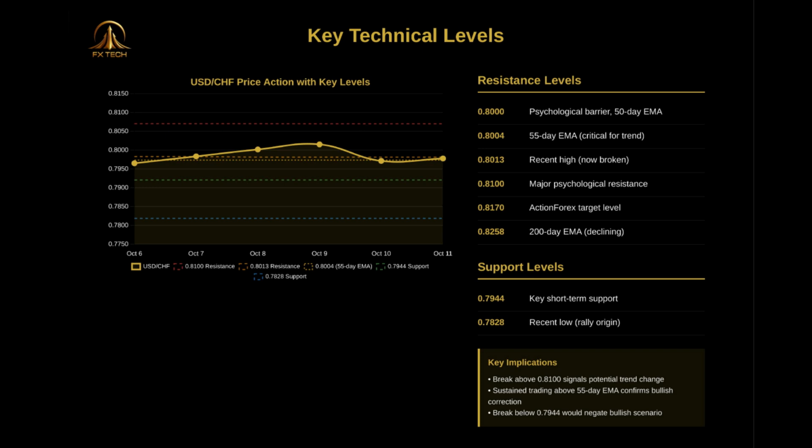Beyond that, 0.8170 represents Action Forex's target level, and the 200-day EMA at 0.82575 marks a major technical achievement if reached. On the support side, 0.7944 serves as key short-term support. As long as this level holds, the risk remains on the upside. The 0.7828 level represents the recent low and the starting point of the current rally. These levels will guide our trading decisions.